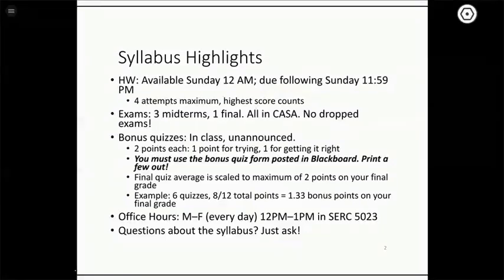The first thing you should be aware of are the homework assignments. We don't have any currently available. No, I think the first one may have just opened. Sorry, strike that. Anyway, the first one is available. They always become available Sunday at midnight, and then they will be due exactly 1 week later at 11:59 p.m. So there will always be 1 week to complete each homework assignment. You have 4 attempts, and your highest score counts.